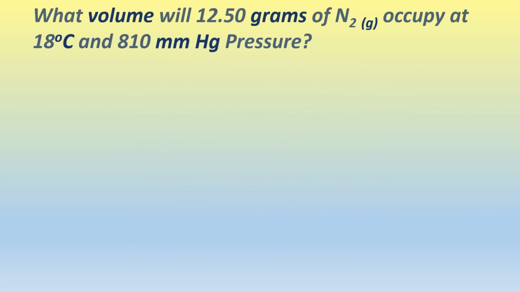The use of the ideal gas law is again best shown by using an example. In this case, the question is, what volume would 12.5 grams of nitrogen occupy at a temperature of 18 degrees C and a pressure of 810 millimeters of mercury? Reading the question for keys. The first key, that lowercase g, means that nitrogen is a gas. Anytime one sees the word gas, stated or implied, the answer always lies in the ideal gas law, PV equals nRT.